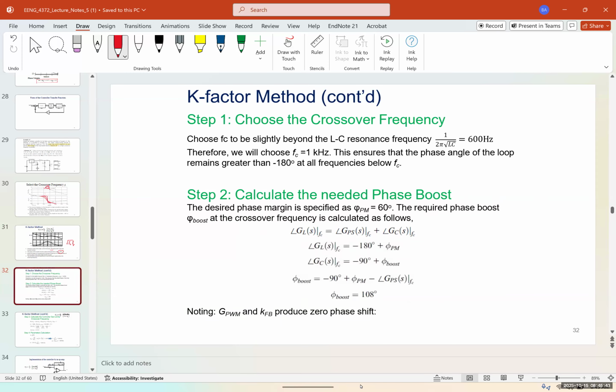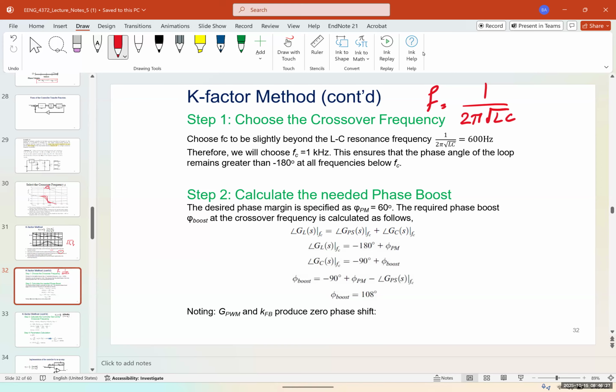Again, this is very important. This is the frequency response of an LC, which in this situation was 600 hertz. Therefore, we will choose Fc to be slightly above that 600 hertz, which is 1 kilohertz. This ensures that the phase angle of the loop remains greater than negative 180 degrees at all frequencies below Fc.